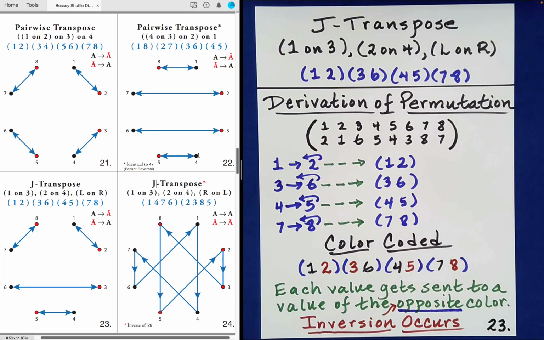Taking a look at the graph for this shuffle, we see the following. That there's a double arrow between 1 and 2, a double arrow between 3 and 6, a double arrow between 4 down here, which is kind of hiding, sorry about that, to 5, and then a double arrow from 7 to 8. And as we'll see, there is no other shuffle that we have or will present in this series that has that identical shuffle diagram. So in that way, it is unique among the shuffles we will present in this series.